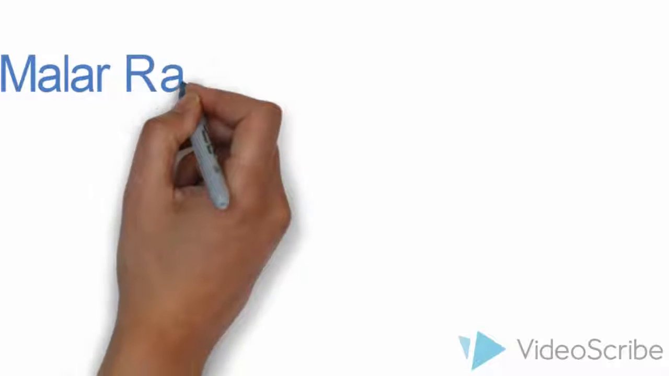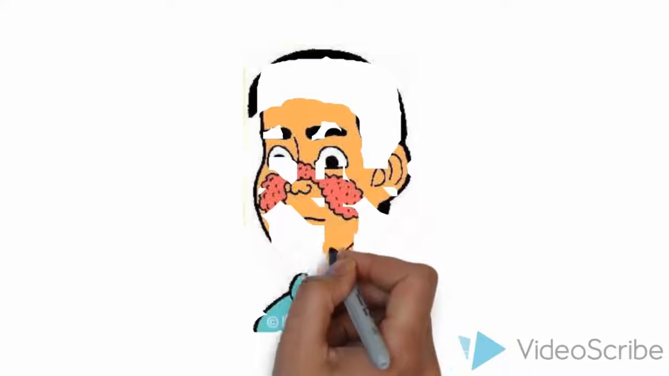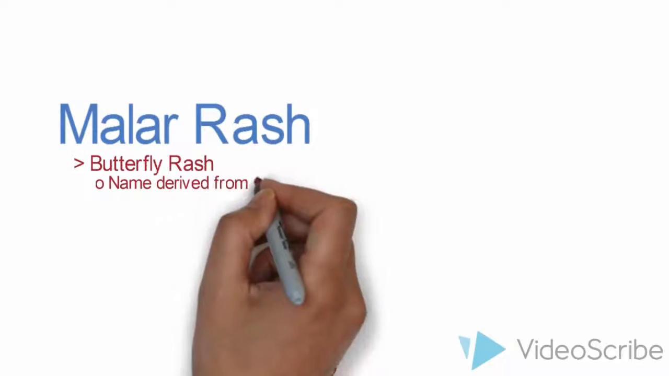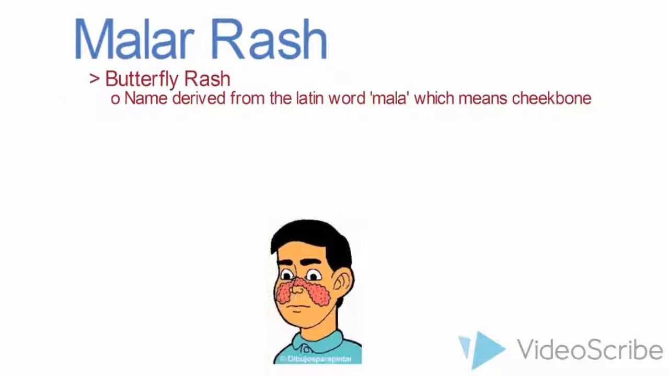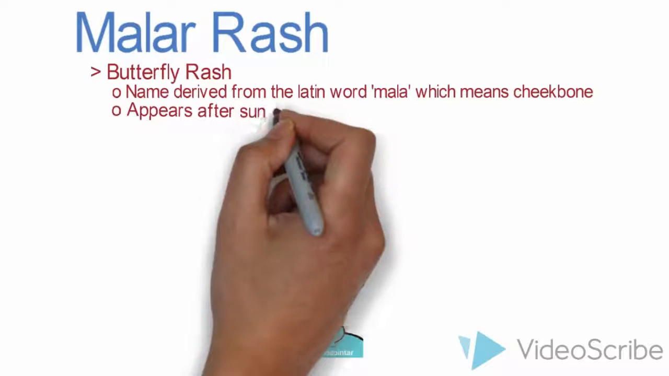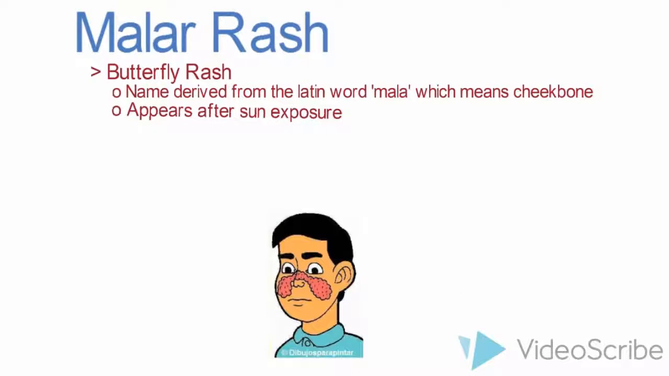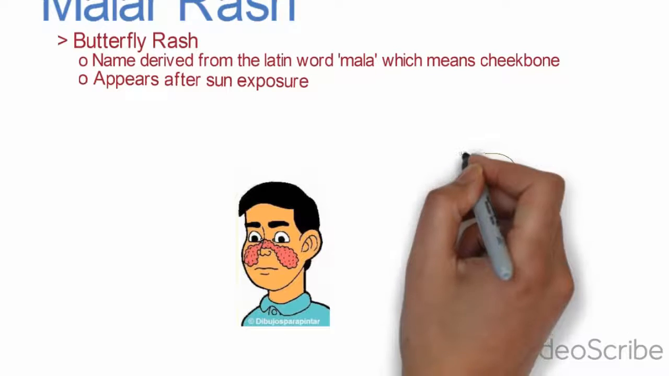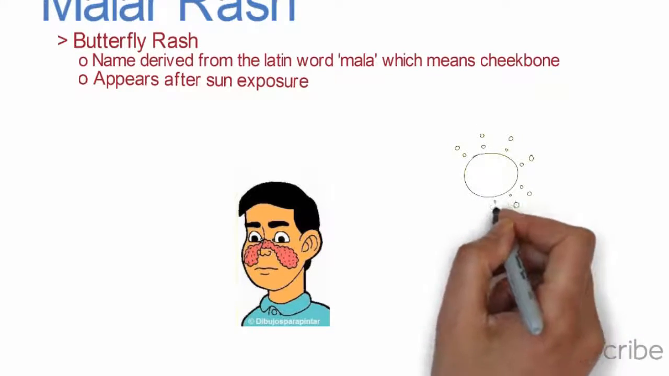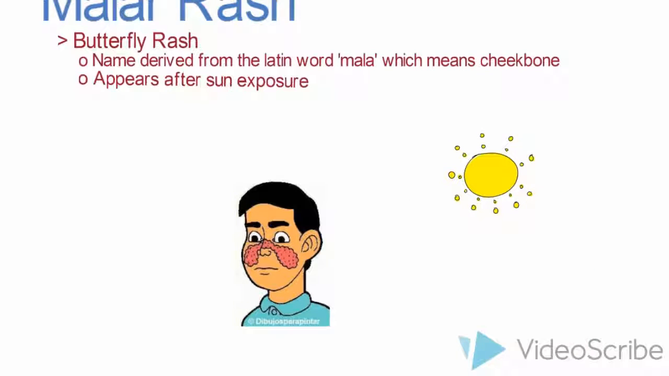What are symptoms of lupus? One of the huge symptoms of lupus is called malar rash, and it usually is at the bridge of the nose and under the cheekbone, and it looks like a butterfly. So it got the name butterfly rash. The name is derived from the Latin word mala, which means cheekbone. And it appears after sun exposure. Again, sun plays a huge role in the symptoms of lupus. UV radiation usually affects the symptoms of lupus.